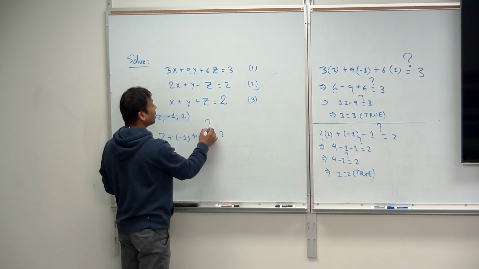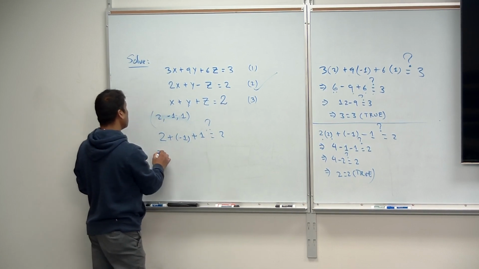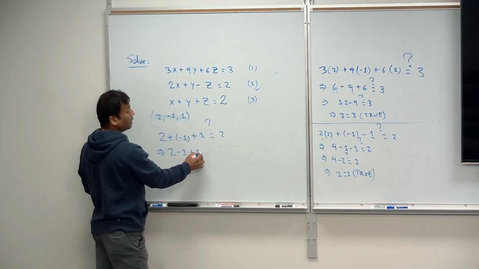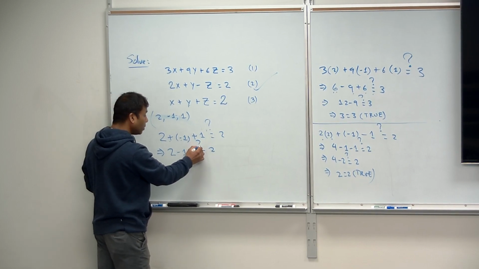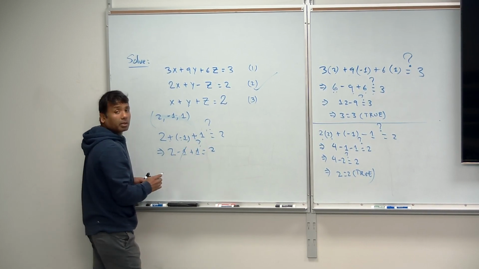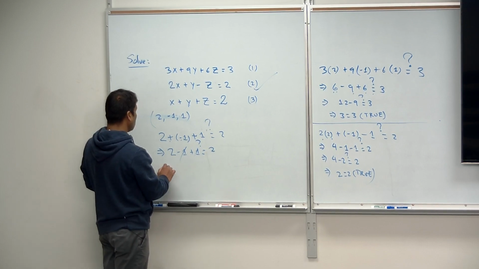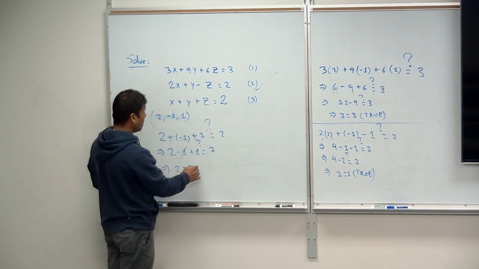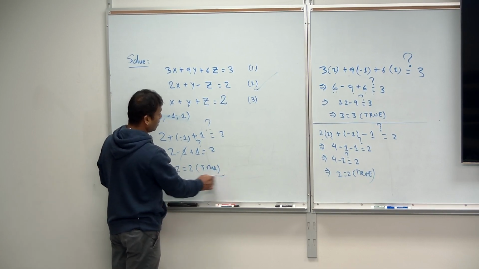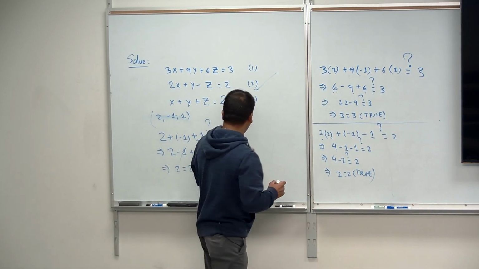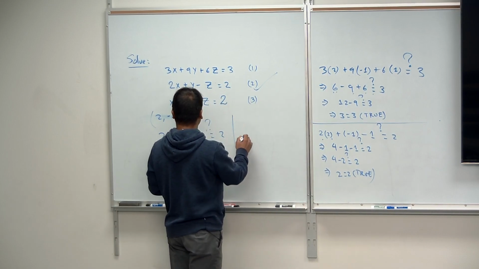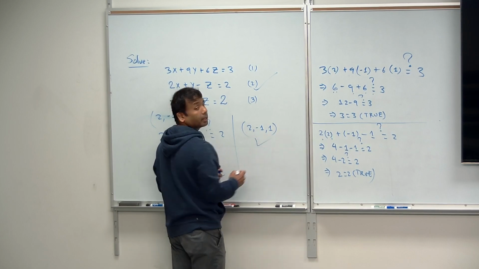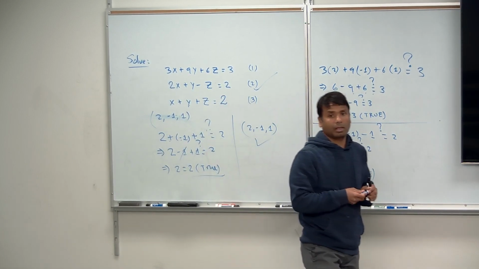Is that true? So this is 2, -1, +1 equals 2. So -1 and +1 is what? They cancel. So you have 2 equals what? 2. Did you see that? And this is true. So that's why the solution is 2, -1, 1. So this is the solution. Make sense?